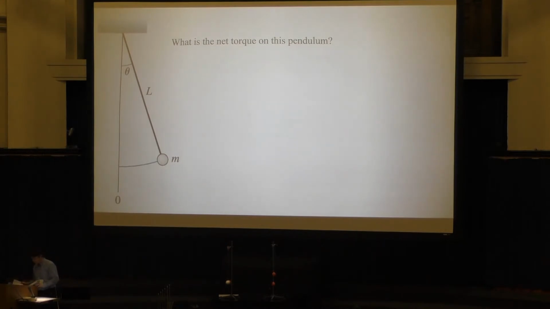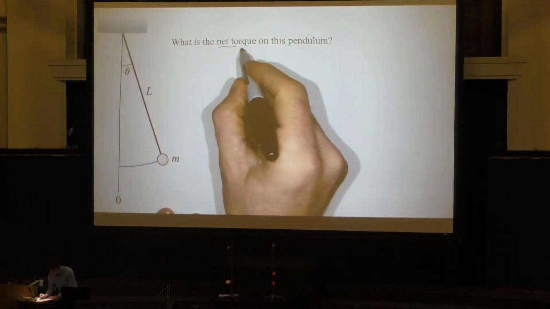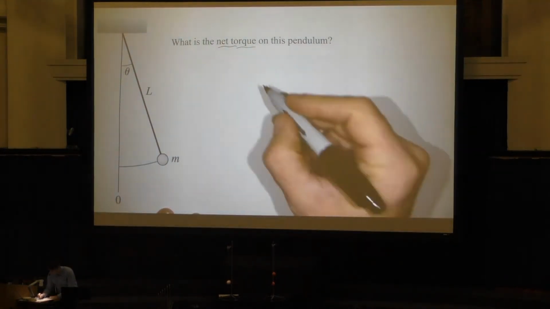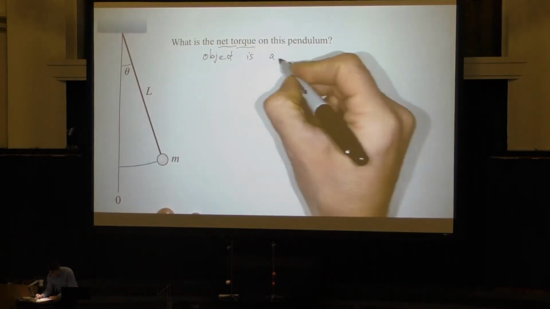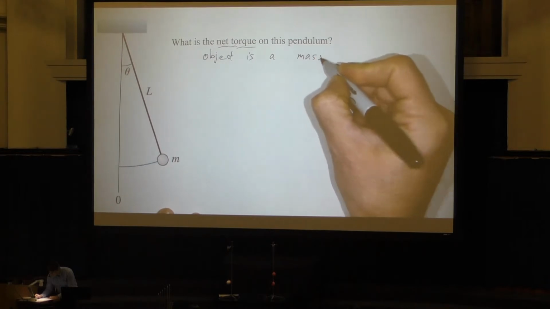which is the pendulum. So let's think about how a pendulum works. And in fact, I want to analyze this pendulum in terms of the net torque. So what is it? The object is a mass on a string.